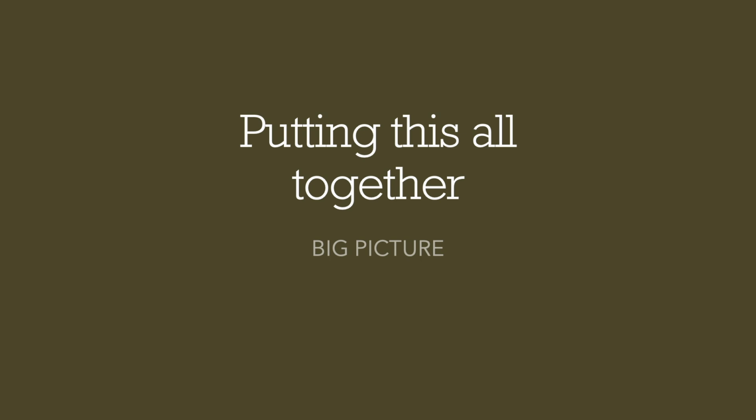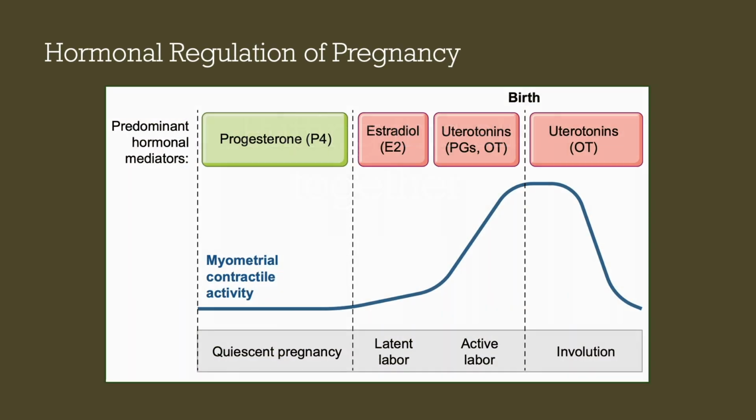Okay, so now that we know the players, let's start putting this all together, and we're going to start with the big picture. So if we look at these 3 categories of the hormonal regulation of pregnancy and parturition, you can see that for most of pregnancy, there is this quiescent phase, which is really led by progesterone. And then eventually this moves over into labor, which has a latent and an active phase, and then after birth, there's an involution.